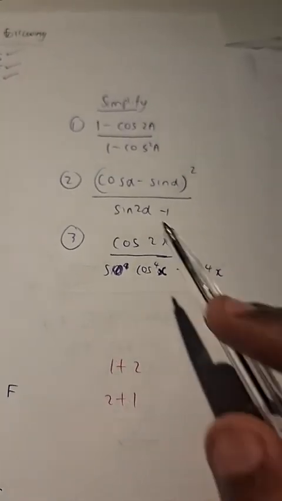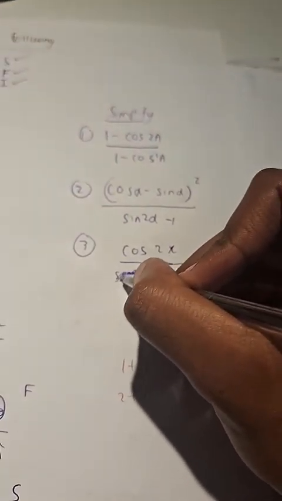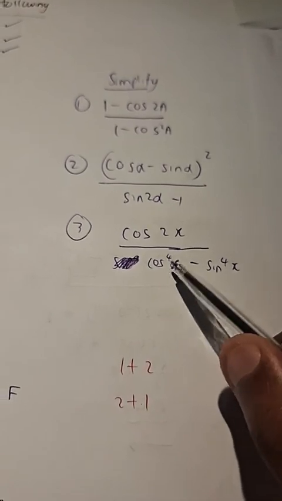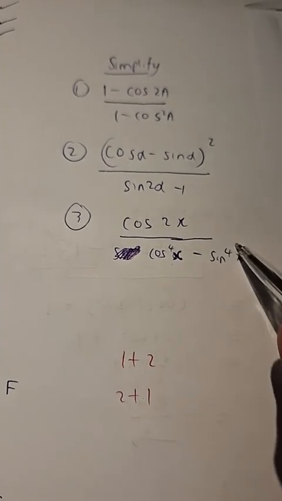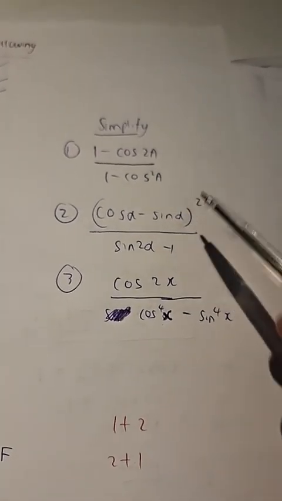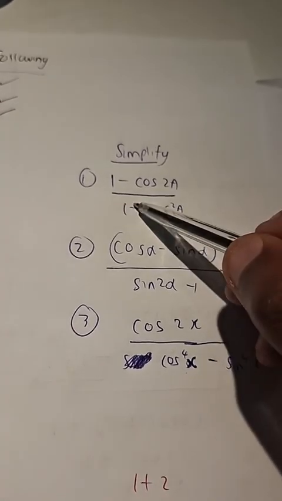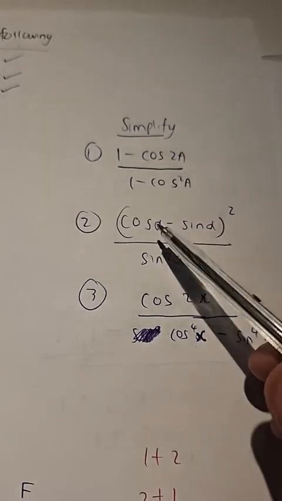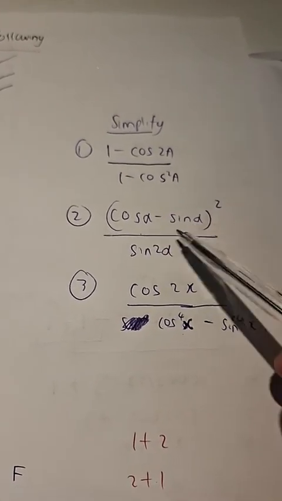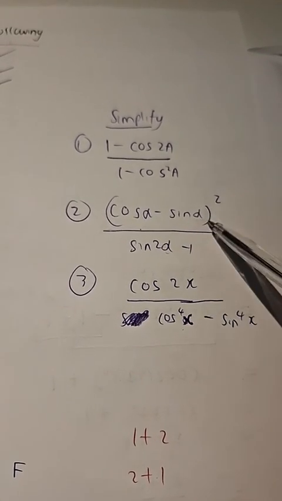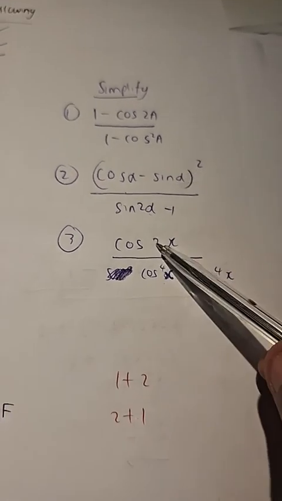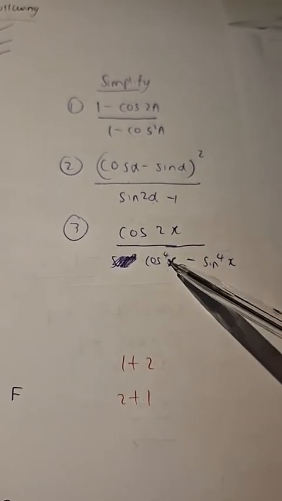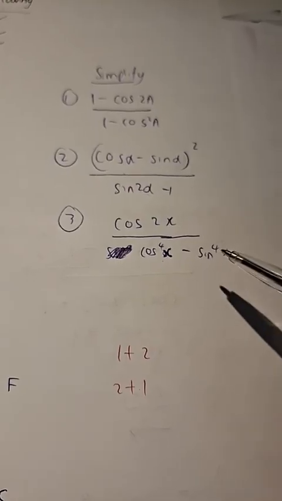Okay, so these are the 3 problems. Sorry, forgive me for this. Yeah, that's cos to the power 4x minus sine to the power 4x. So these are the 3 problems. 1 minus cos 2a over 1 minus cos squared a. Cos alpha minus sine alpha over 2 sine alpha minus 1. This is the whole thing squared. And then cos 2x over cos to the power 4x minus sine to the power 4x.